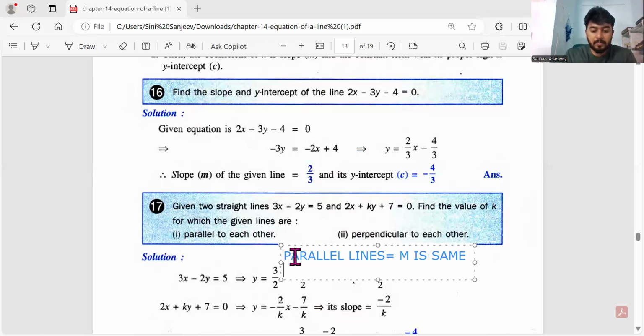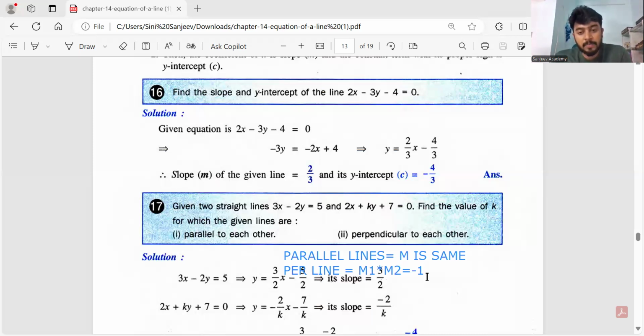For perpendicular lines, M1 dot M2, that is M1 multiplied by M2, is equal to minus 1. So the product of two slopes is equal to minus 1. Clear? Yes. So these things are required. Parallel lines: M value will be same. Perpendicular lines: M1 dot M2 is equal to minus 1. That's the only thing we have to know.